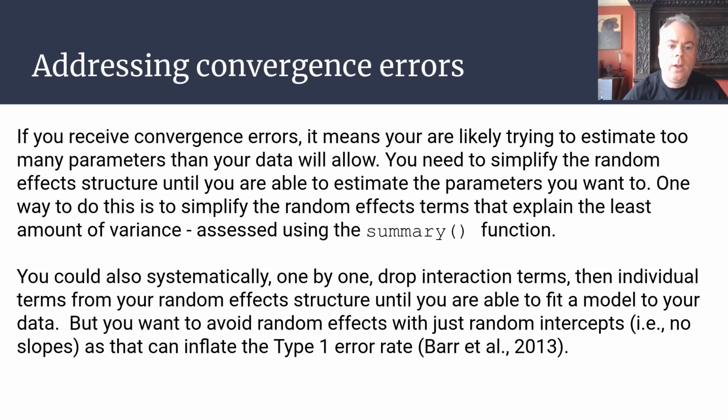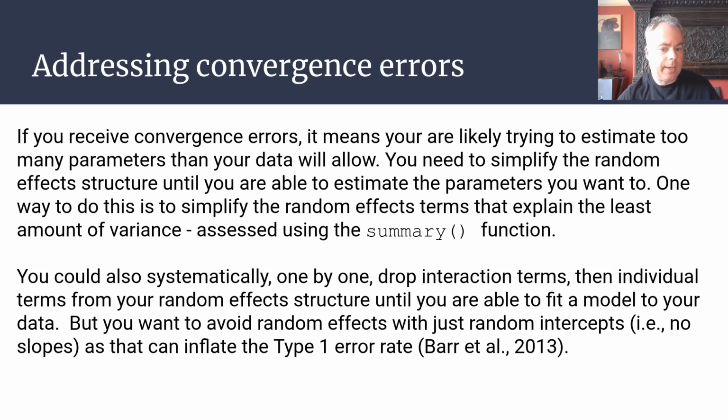And as I mentioned earlier, one way to do this is simply to simplify the random effects terms that explain the least amount of variance in your data set. And you can check this using the summary function. So you can have a look when your model doesn't converge, using the summary function, to see how much variability your different random effects terms explain, and take the term that explains the least amount of variability in your data and then simplify the random slopes within that random effects term by doing things like dropping, say, the interaction term first of all.